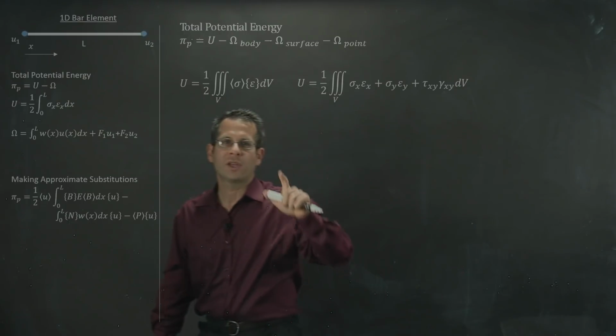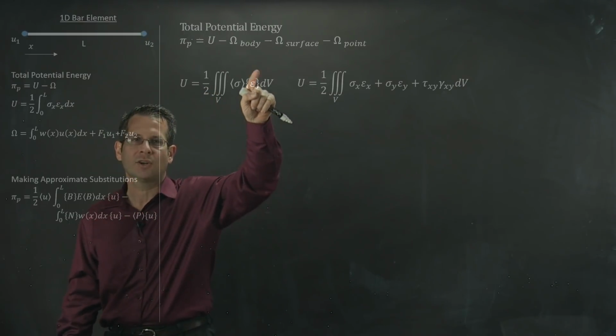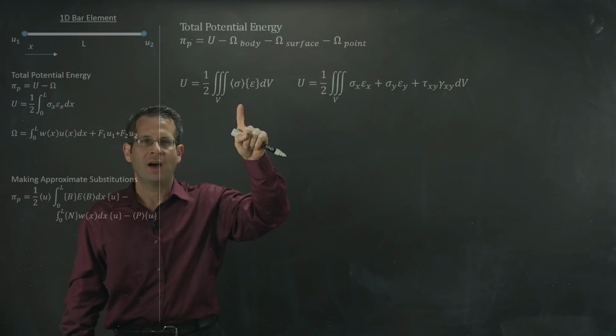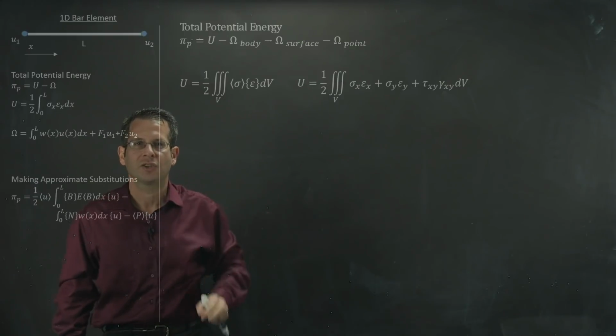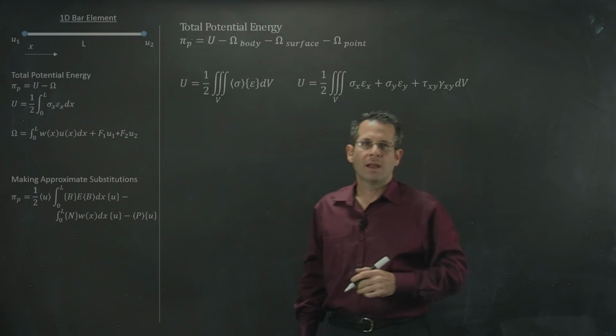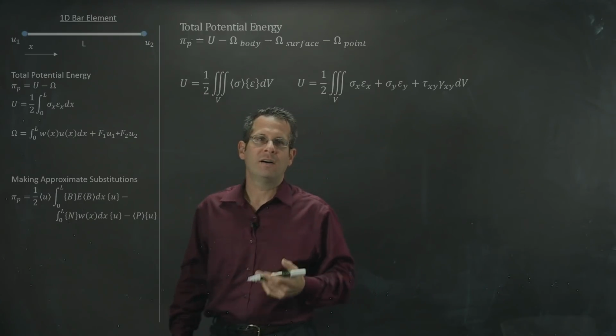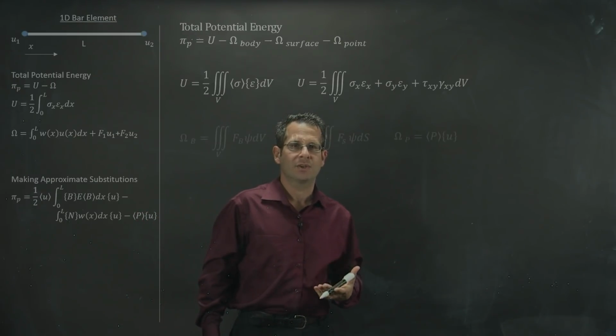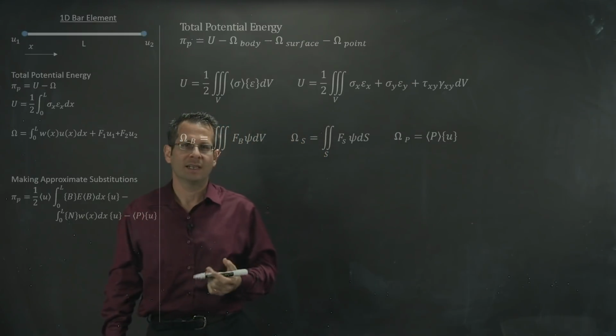However, it'll be more useful for me to think in terms of this form because I already found approximations for stress and strain written as vectors. The three components of my potential energy due to external forces can now be written like this.